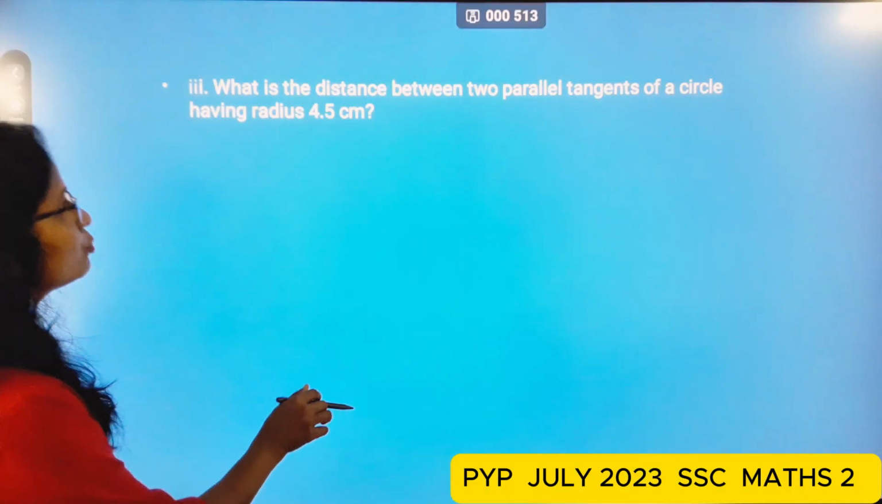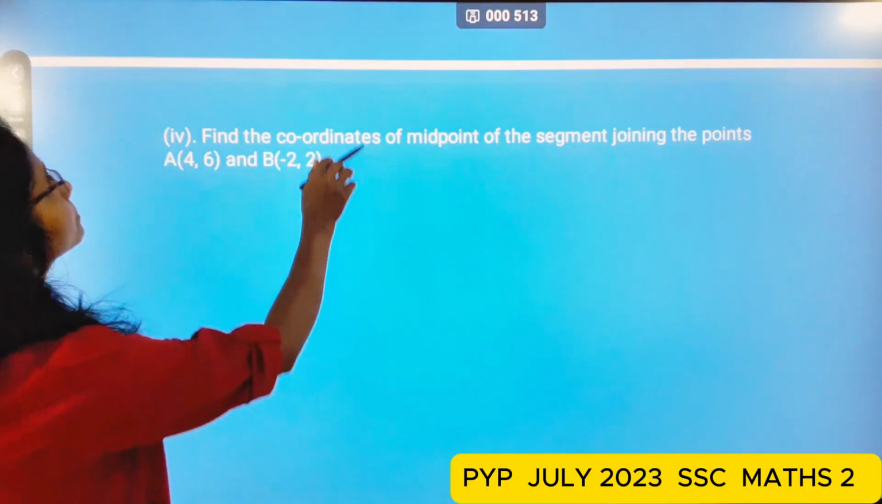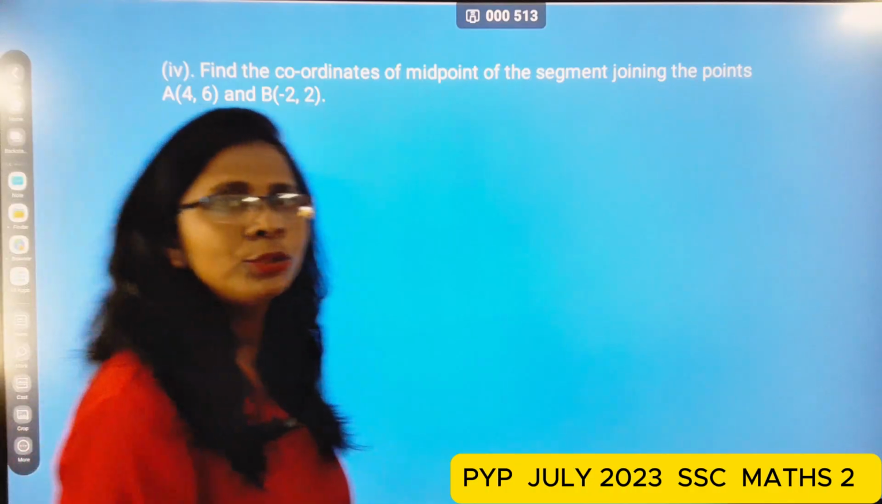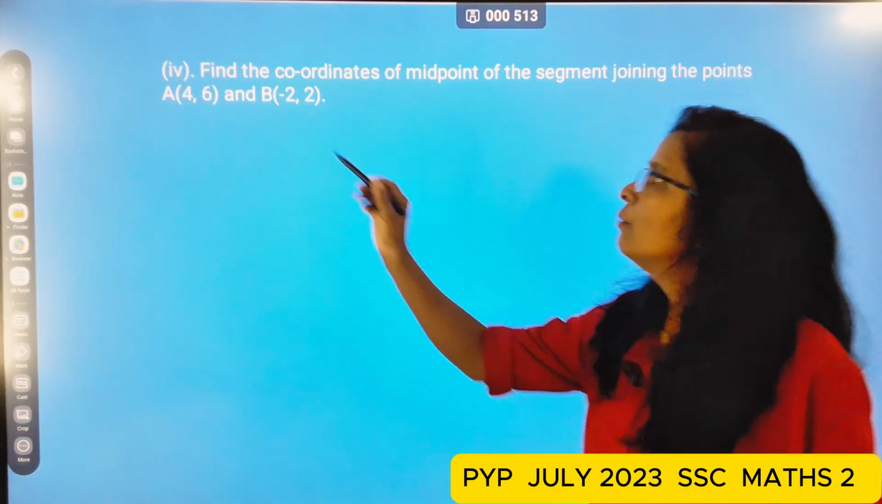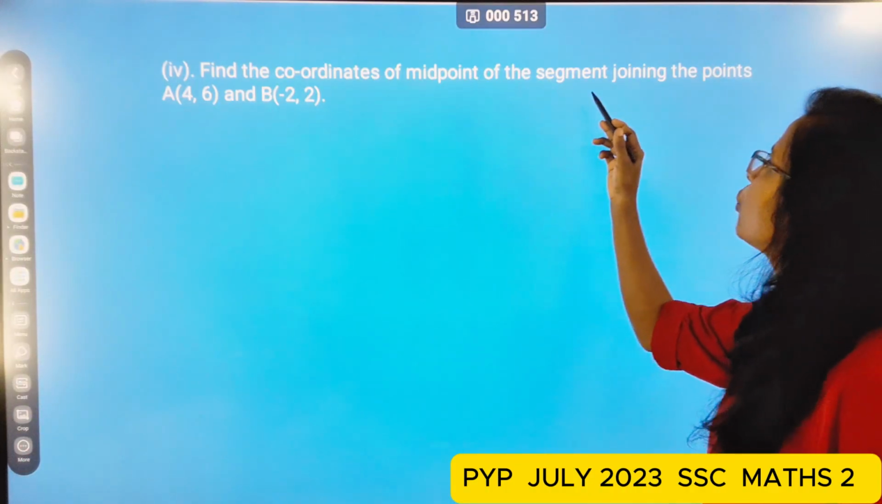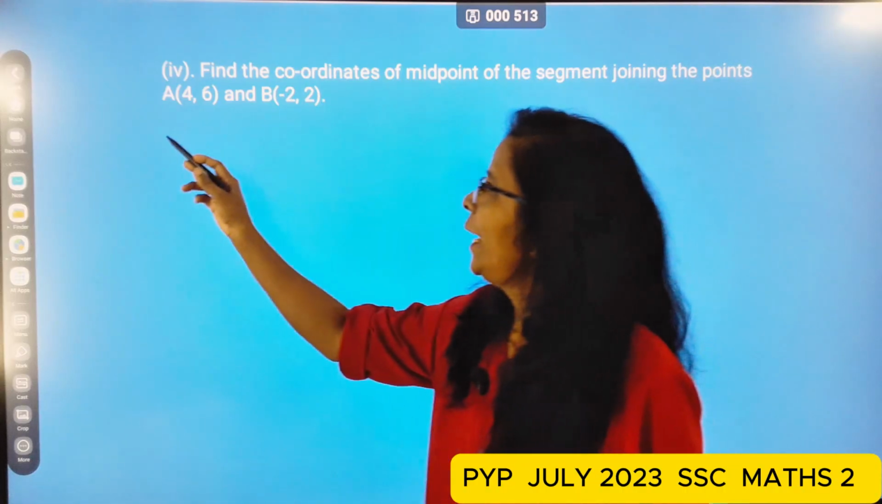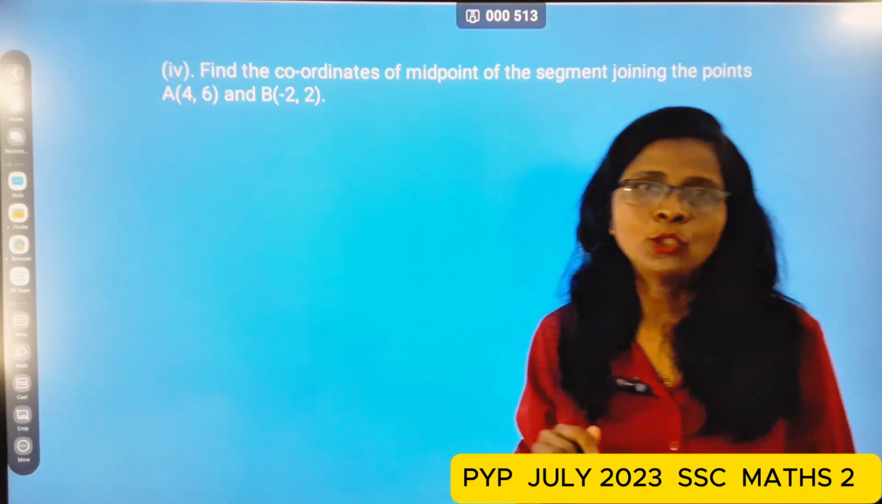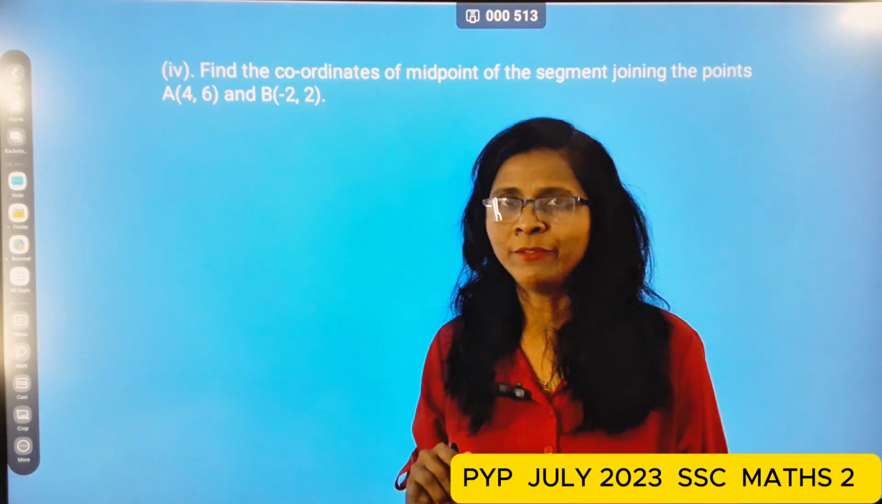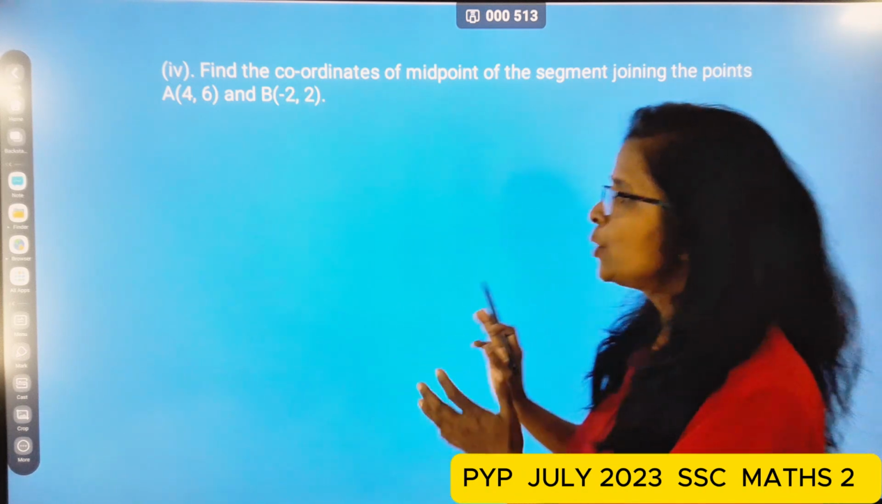So now, next one, students. Here is question 4: find the coordinates of the midpoint of the segment joining the points A (4, 6) and B (-2, 2). Now here we use the midpoint formula. We have to calculate the coordinates of the midpoint.